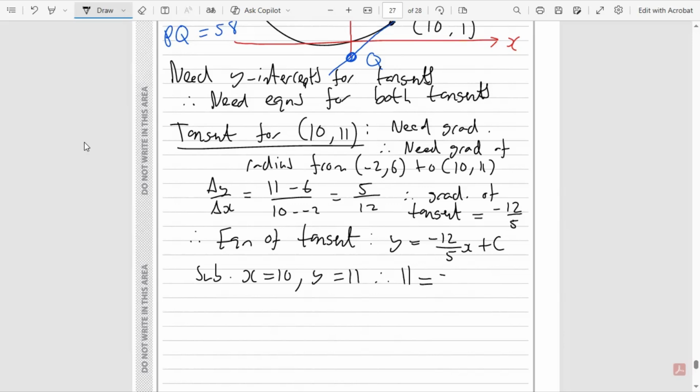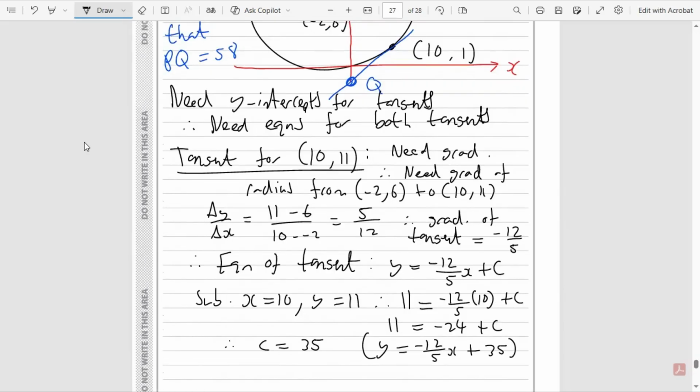So 11 is equal to minus 12 over 5 times 10, plus c. That's minus 12 times 2, which is minus 24, plus c. So therefore the c here is 24 plus 11, which is 35. Great, so we'll put in brackets that the equation of this tangent is y equals minus 12 over 5 x plus 35.